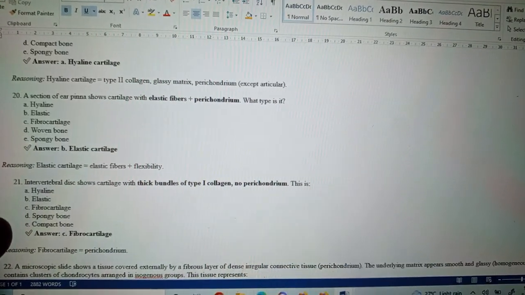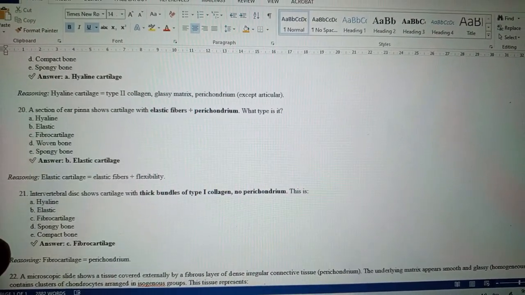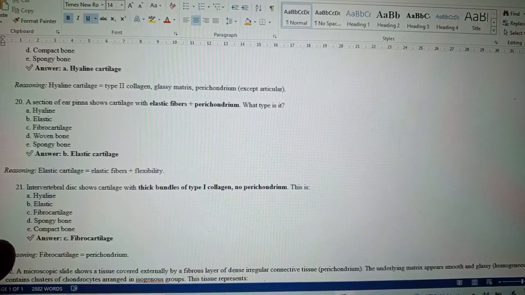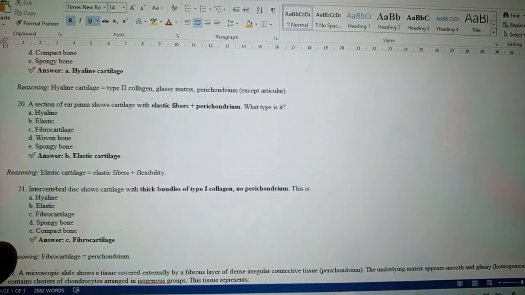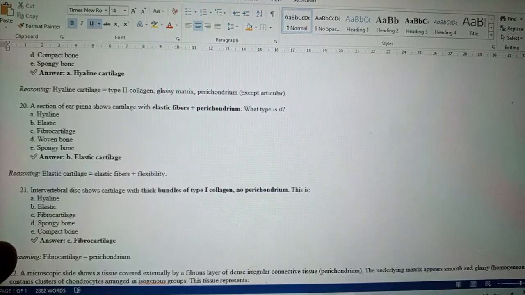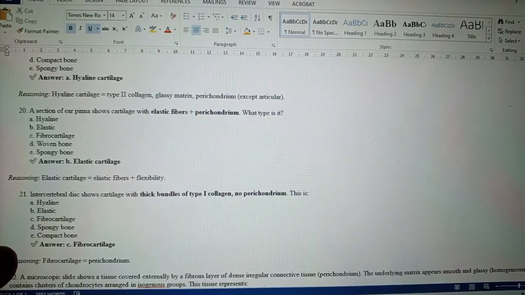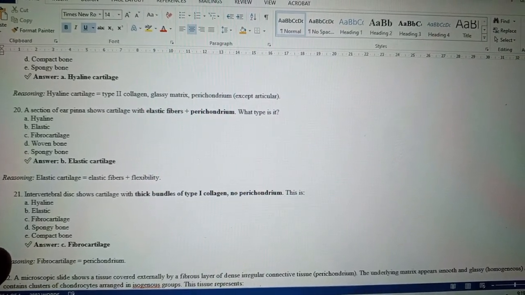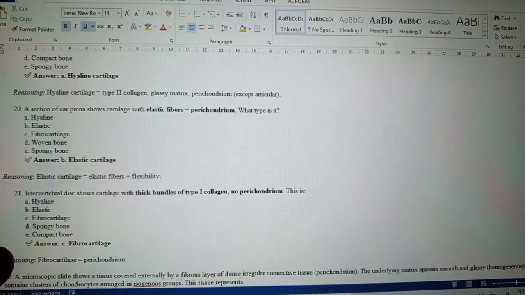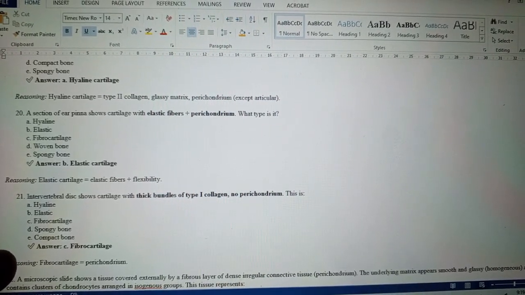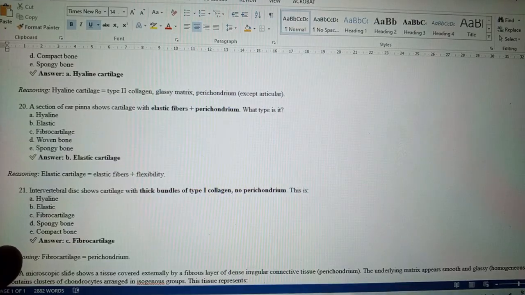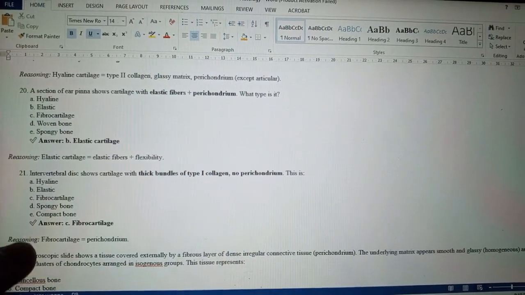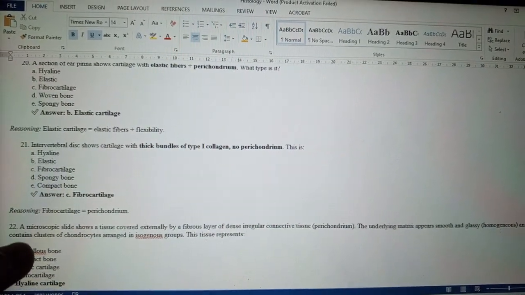Now here you can see the hallmark that in the ear pinna elastic cartilage is present. However, we are going to read the whole MCQ. The ear pinna shows cartilage with elastic fibers plus perichondrium. Which type of cartilage is this? This is elastic cartilage. Elastic cartilage has elastic fibers, that is flexibility.